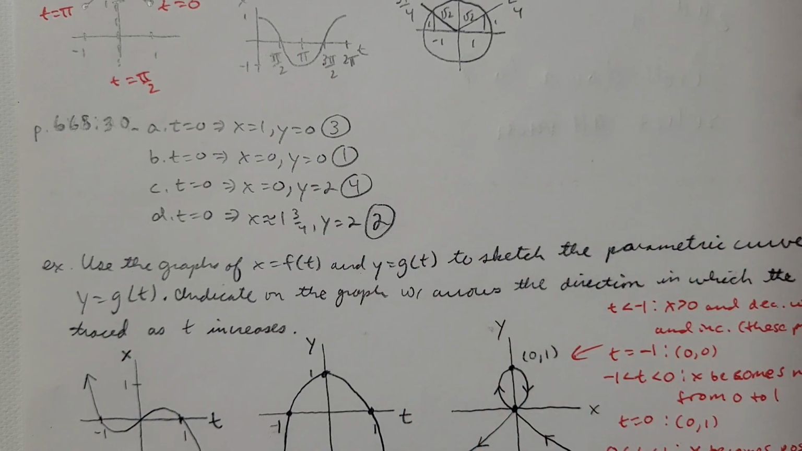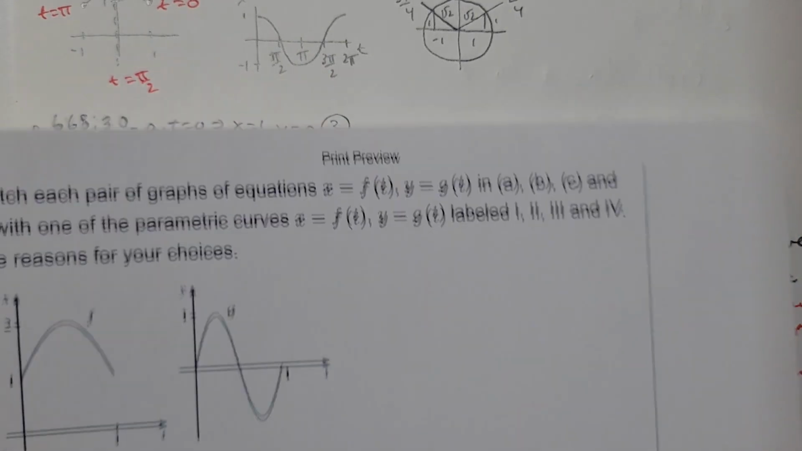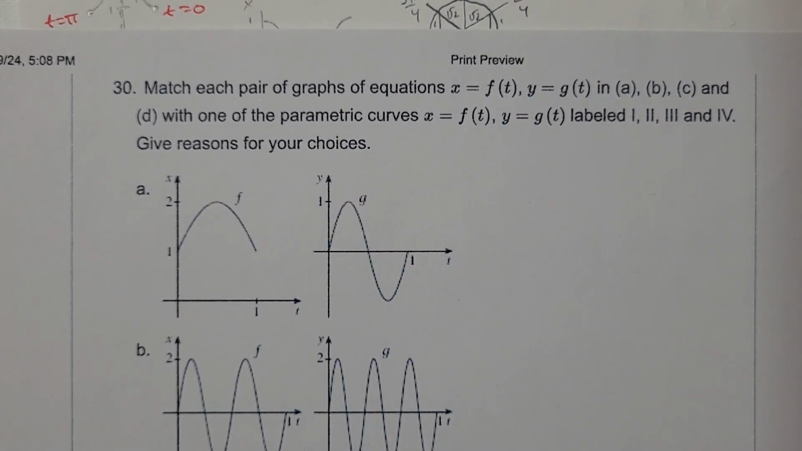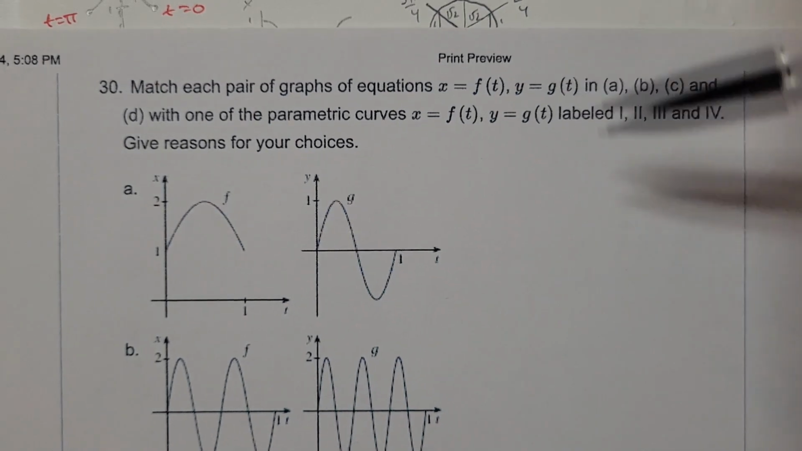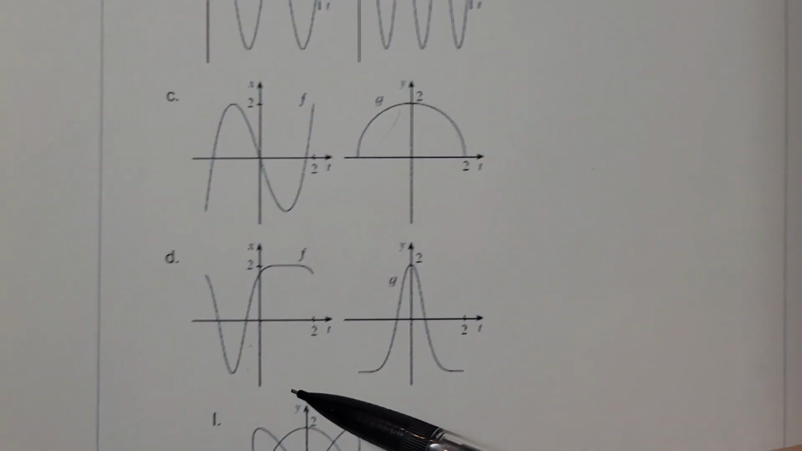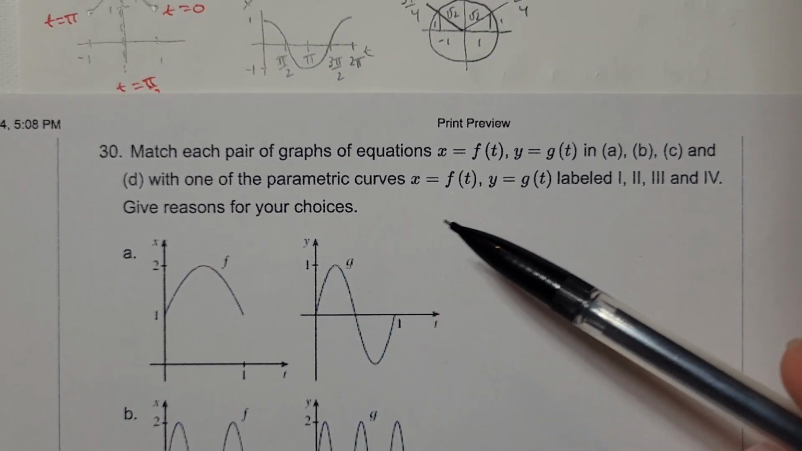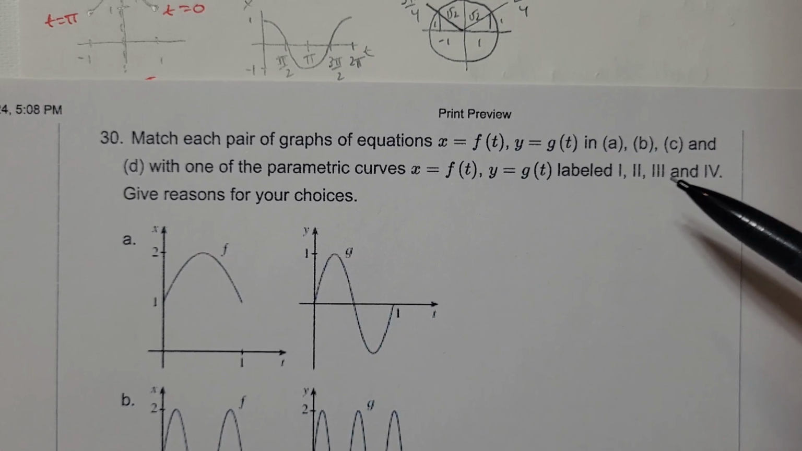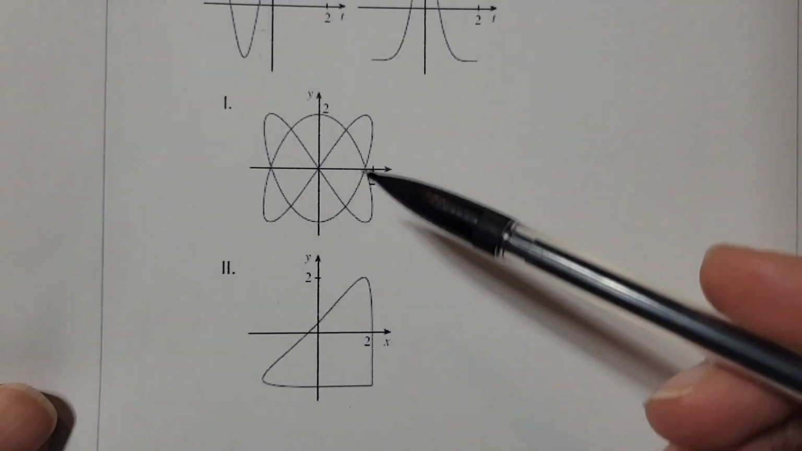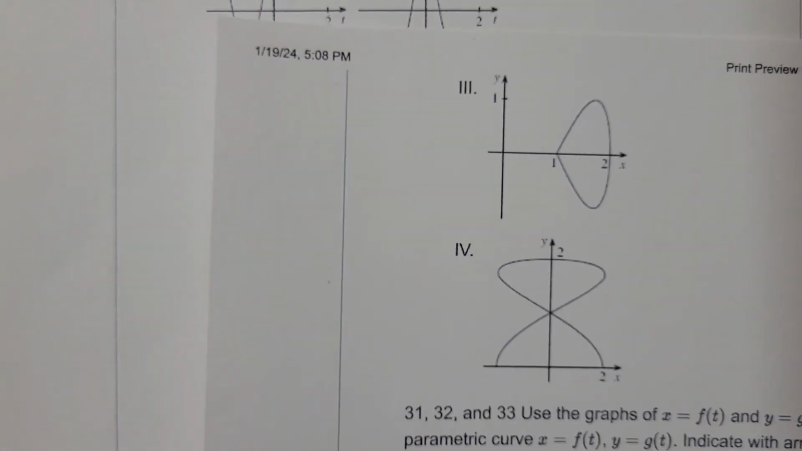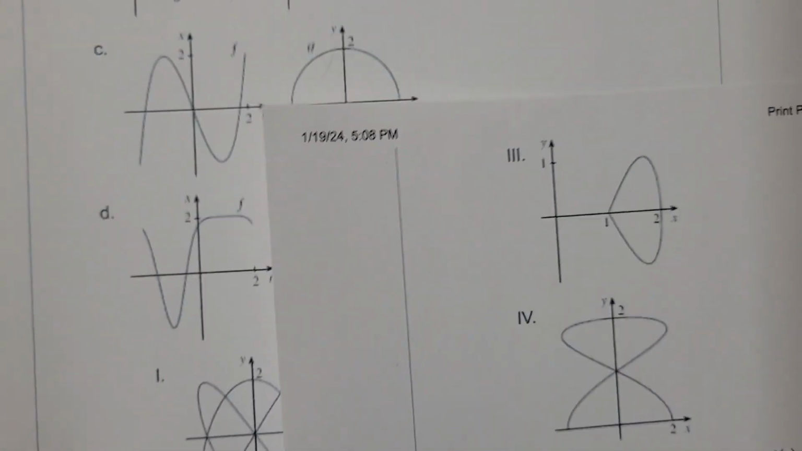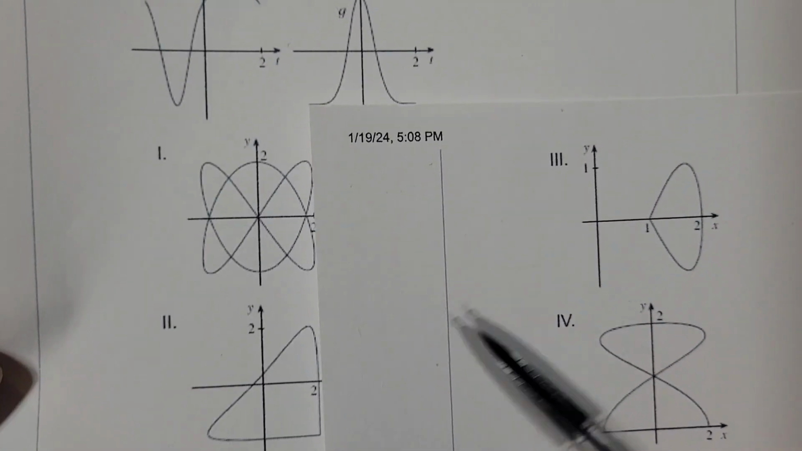Problem 30 is a problem in the book here. What we're supposed to do in problem 30 is match each pair of graphs of equations x equal f of t and y equal g of t in A, B, C, and D with one of the parametric equations, x equal f of t and y equal g of t, labeled 1, 2, 3, and 4. Okay, so there's 1, 2, and then 3 and 4. And I'm matching the things at A through D with 1 through 4.